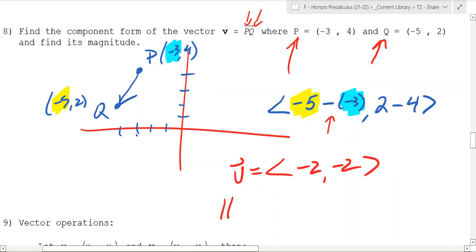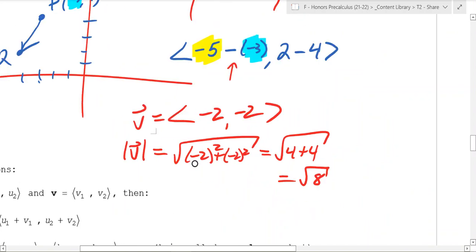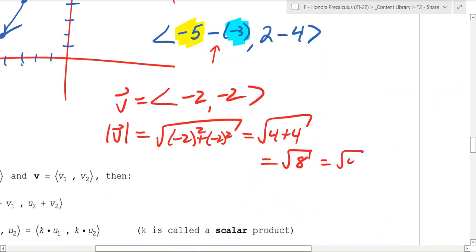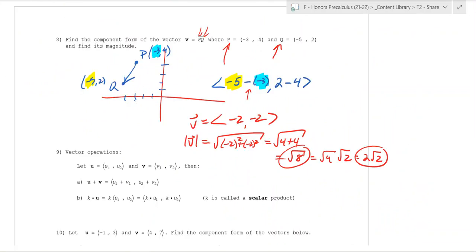And to do the magnitude of that, and I'll make these v's look as much like v's as I possibly can, you end up with the square root of -2 squared plus -2 squared. It's going to be the square root of 4 plus 4, which is the square root of 8. And you can leave it like that. That's totally fine. Or you can keep going and make it the square root of 4 times the square root of 2, which is 2 root 2. Either one is fine. So just like many times in the past, draw a picture, see what happens.